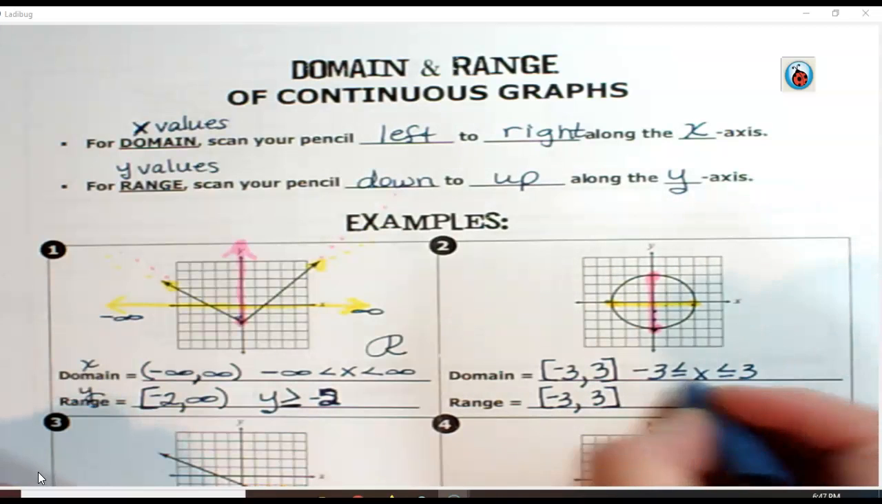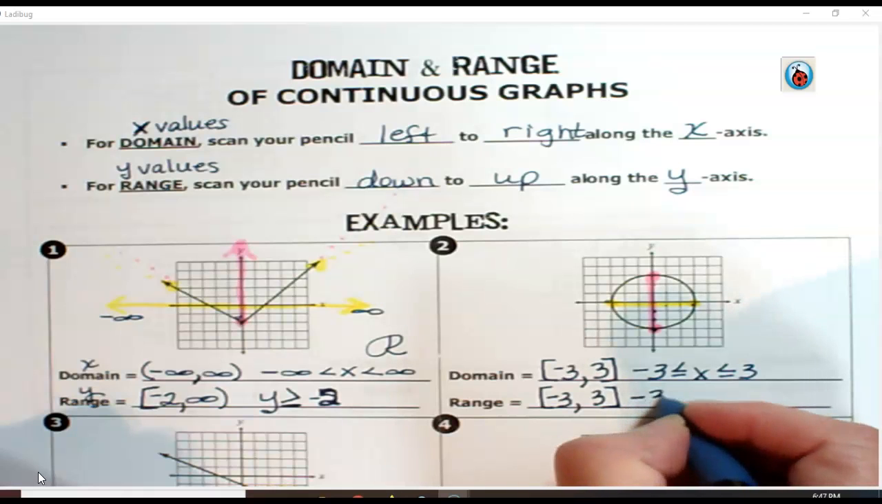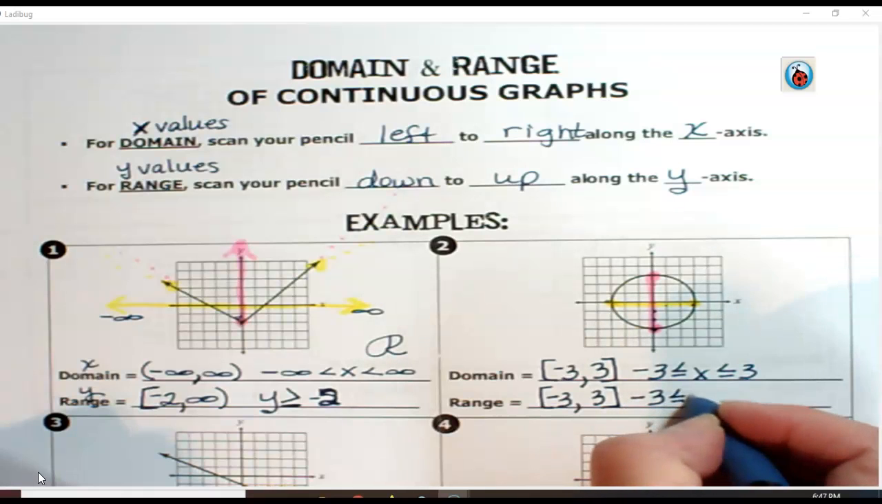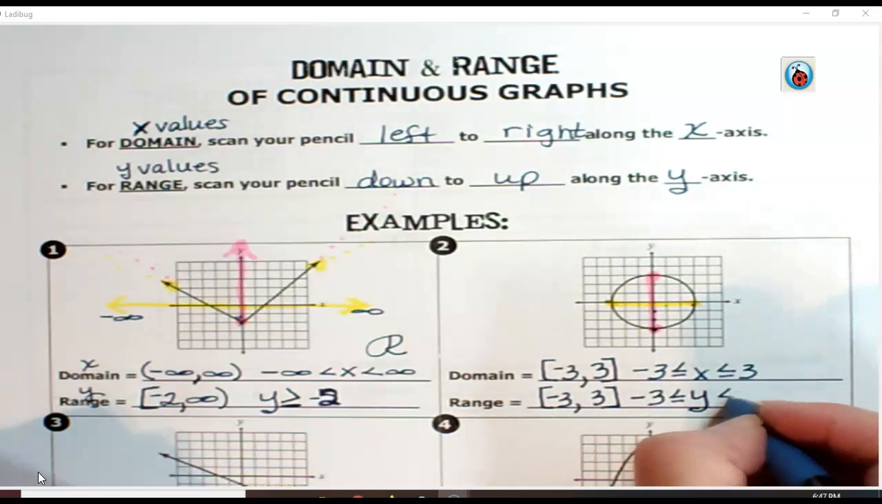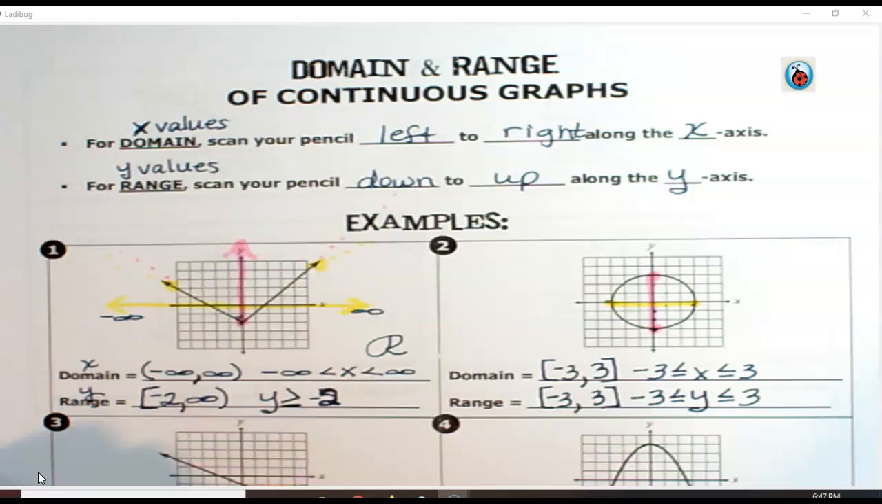Okay, so if I write it as an inequality, negative 3 is less than or equal to, don't forget that it's a y value when you're talking about the range, less than or equal to 3. Okay, let's go on to the next two.